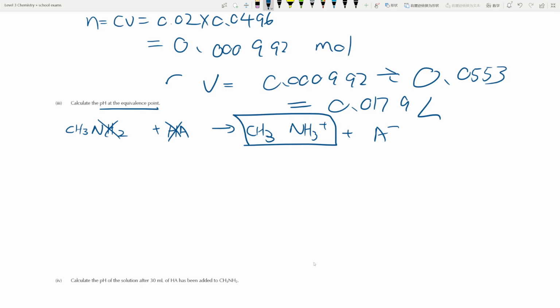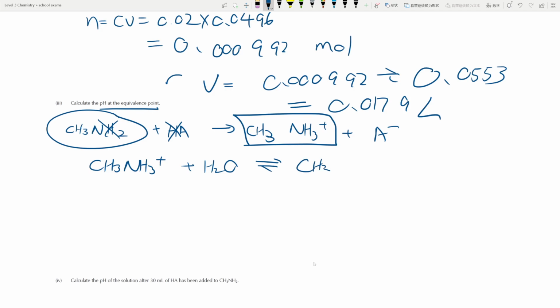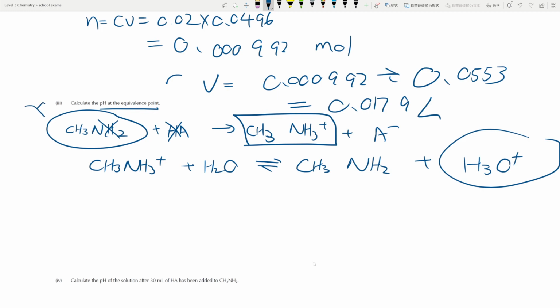And this CH3NH3 plus is the conjugate acid of that. That means this will partially dissociate to turn it back, and then you make this. So that means pH is not going to be 7. We already calculated the moles. So equivalence point means when I have X moles of this reacting with X moles of this, I make X moles of that, and then X moles of this.